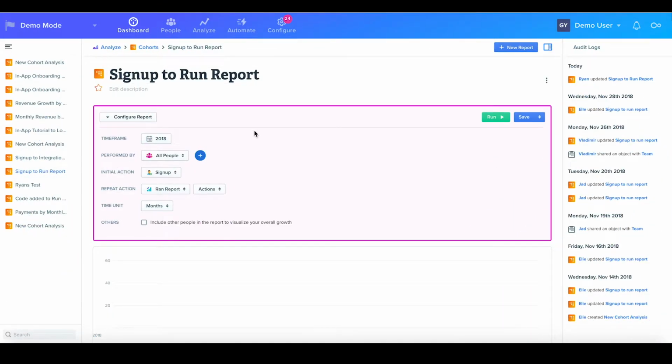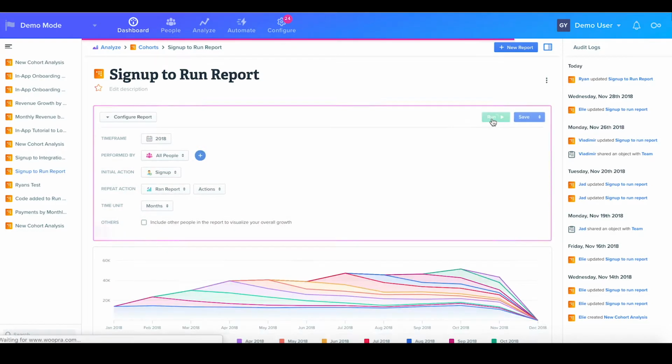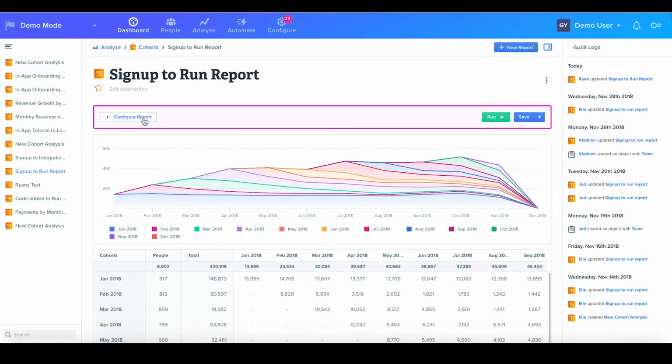And let's look at one more example. For this report, we're going to look at how many times users are using a product feature after they sign up. We'll select 2018 for our time frame, our sign up event as our initial action, ran a report as our feature we want to analyze and by the cohort of actions, and lastly, we'll break this chart down by month. Once we run this report, we can easily see a lot of information about this event.